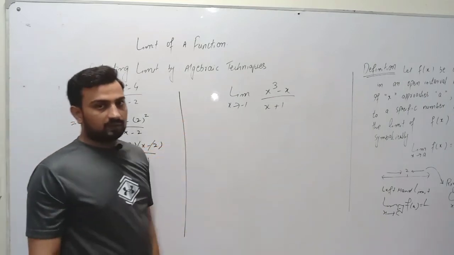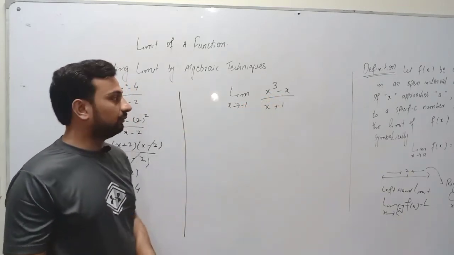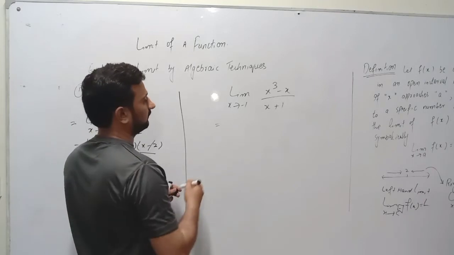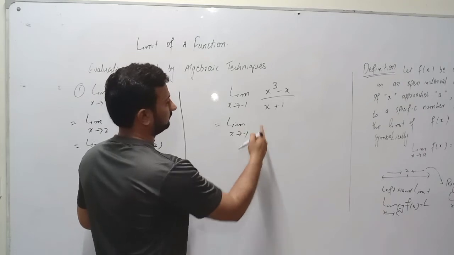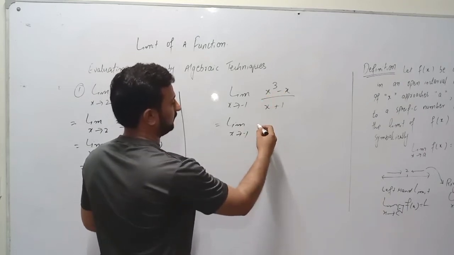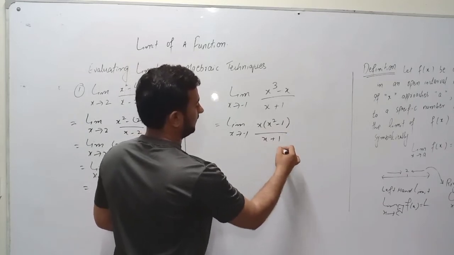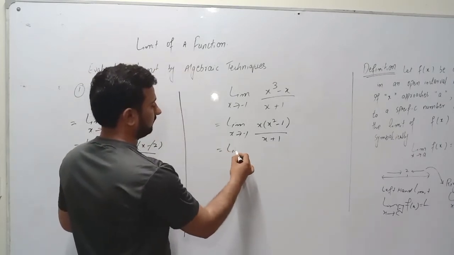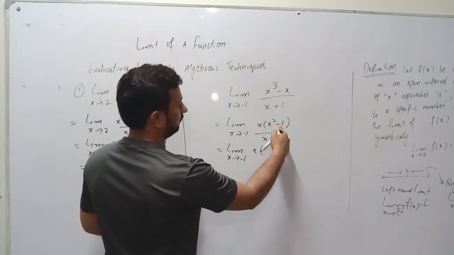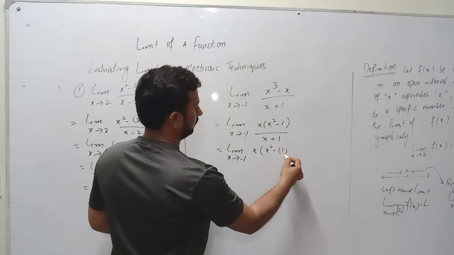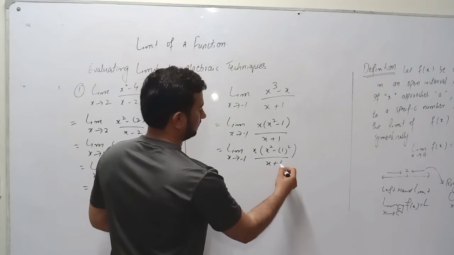Now come to this question: limit as x approaches minus 1 of x cubed minus x over x plus 1. Let's solve it. Limit as x approaches minus 1. Let's take x common in the numerator. That leads us to x times x squared minus 1, divided by x plus 1. Now we can write x squared minus 1 as x squared minus the square of 1.